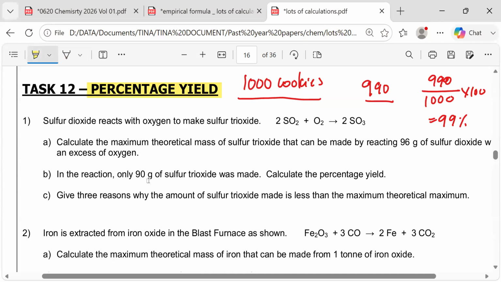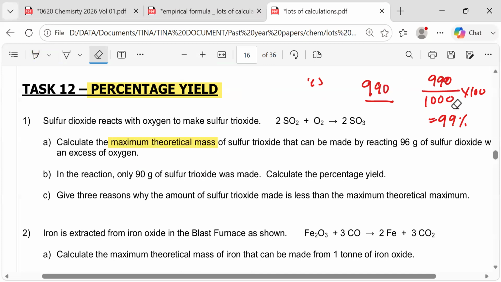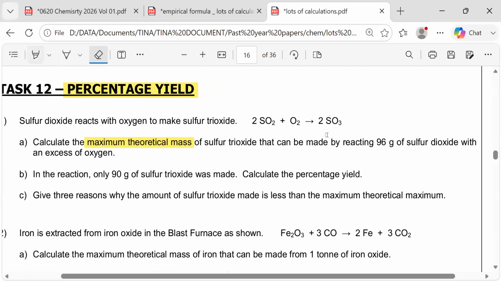So let's see. Maximum theoretical mass. Theoretical means based on calculation. Based on my calculation, I'm supposed to get 1,000 cookies. So theoretical is based on your calculation, and actual is how much you actually get. Now I have 96 grams of sulfur dioxide. This sulfur dioxide, I got 96 grams. You're supposed to count how much sulfur trioxide you get.